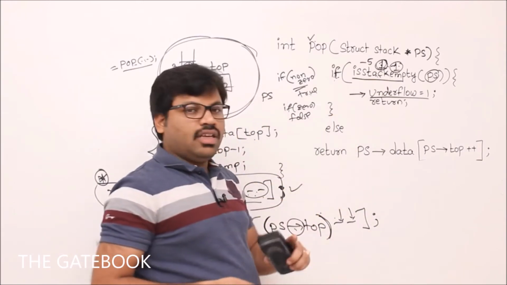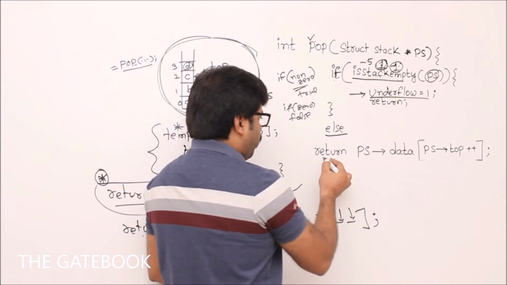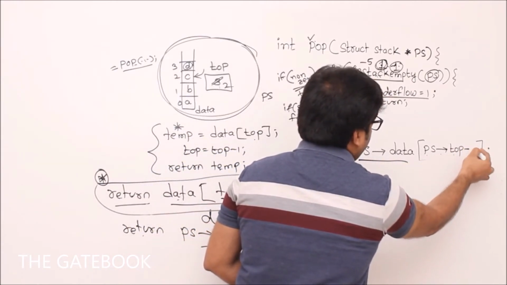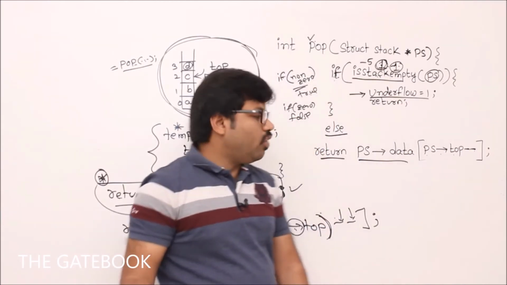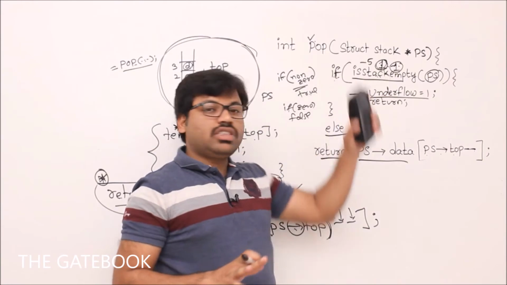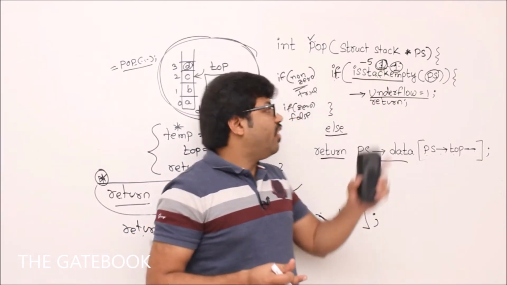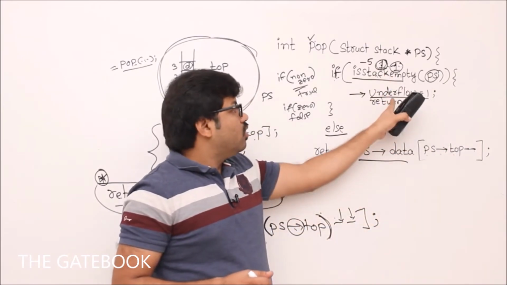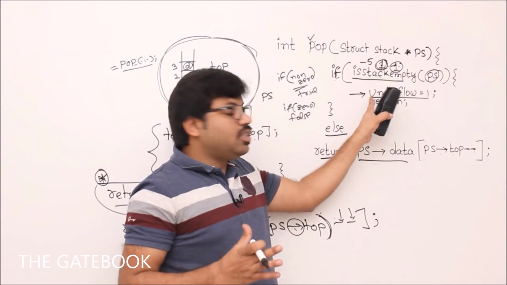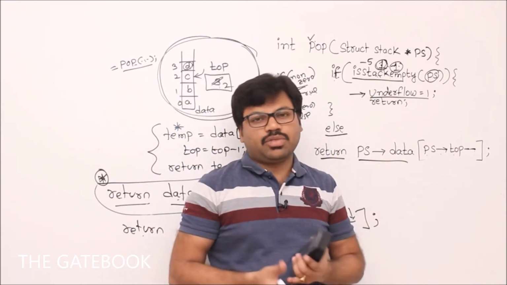Now else, if the stack is really not empty, we do return PS cap data of PS cap top. This is minus minus, so we decrement the top, but before that, we get the data. Understand? So here we have written sophisticated code. This code will delete the data, and at the same time when the stack is empty, it is not quitting. That means it is not giving up. Still it works. That means we are also doing error control, otherwise I can say exception handling.